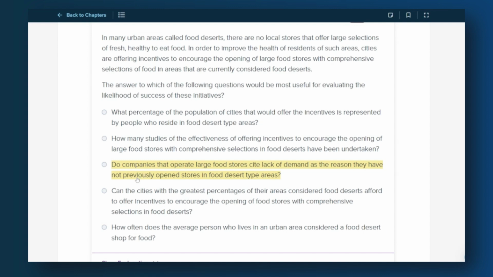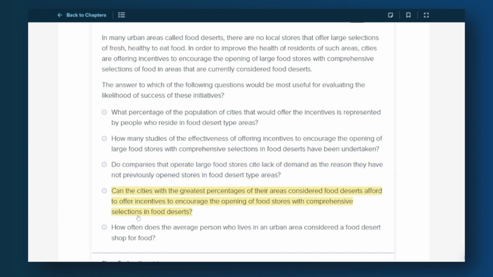C, do companies that operate large food stores cite lack of demand as the reason they have not previously opened food stores in food desert type areas? If these large stores aren't opening in food deserts because there's no demand, then incentivizing them to open in food deserts won't improve the health of the people there because they still wouldn't purchase the food. They don't have a demand for it. If lack of demand isn't a reason that the large food stores aren't opening, then there could be a demand for this food and the citizens' health could be improved. The answer to this question would affect our argument.